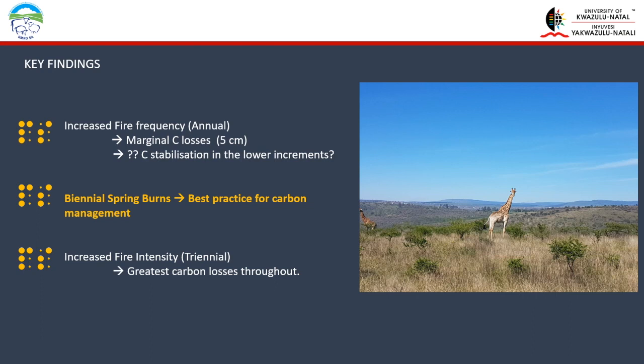Treatments with assumed greater available biomass, so the triennial and biennial autumn burns following a longer growth period, show the greatest carbon losses throughout. Longer periods of growth and buildup of greater available biomass may increase fire intensity during pyrogenic events, resulting in a greater loss of carbon material.